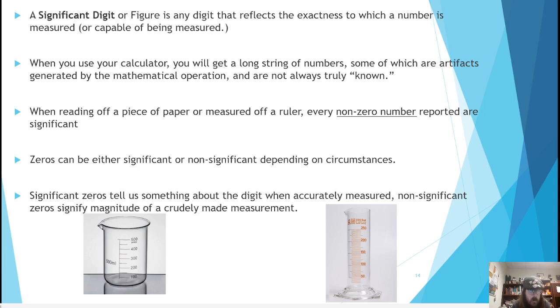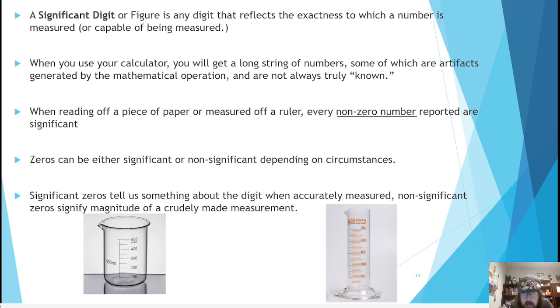Depending on your book, you might call it a significant digit or significant figure. The digit just reflects the placement of the number and the accuracy to which it's measured. So we're saying, how well do we know this number? How well do we know this number?